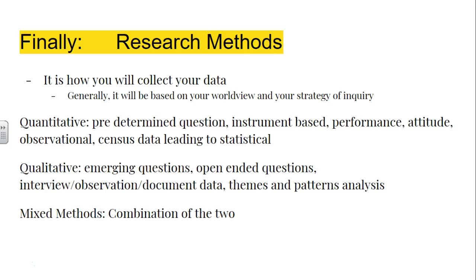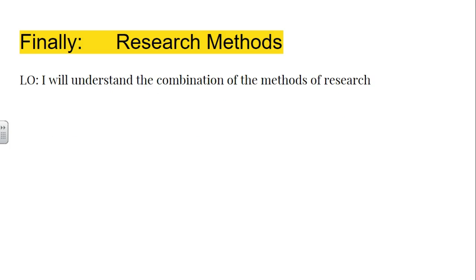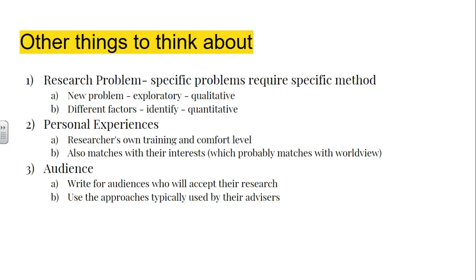In qualitative data or analysis, you're looking at the patterns compared to quantitative, where you're looking at the cold, hard stats. A mixed method is a combination of the two. So you need to understand the difference between quantitative and qualitative, and if you combine those two together, you are going to have mixed methods going on. The learning objective for this unit right now is to be able to understand the combination of different methods within research.